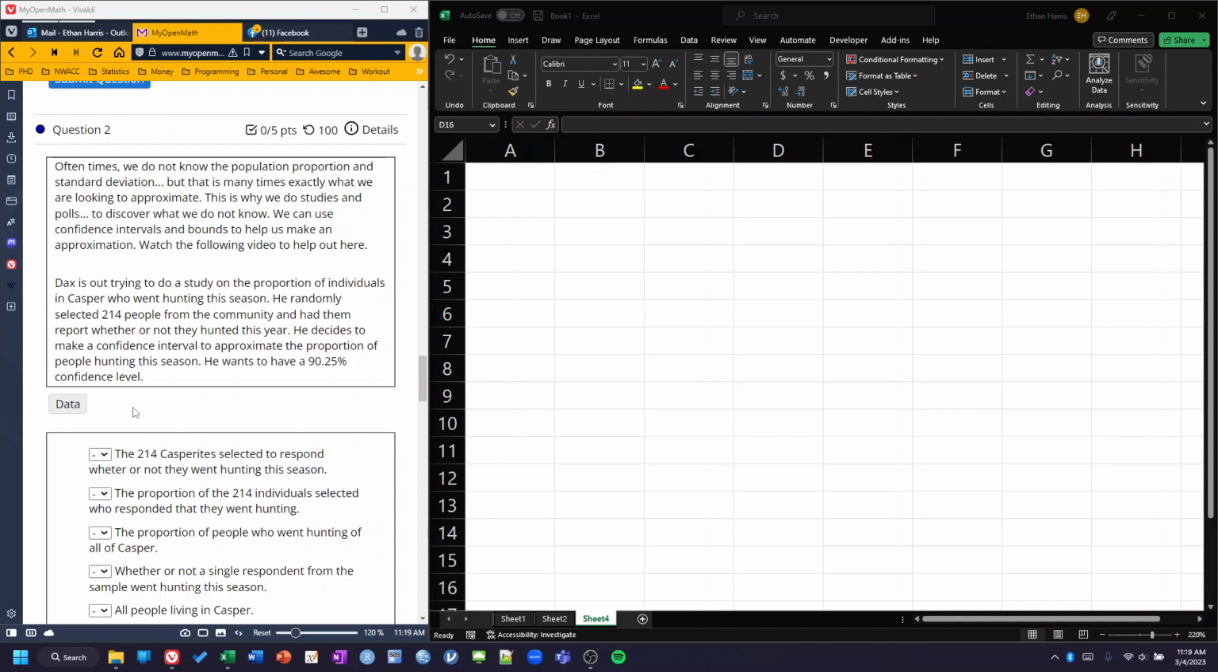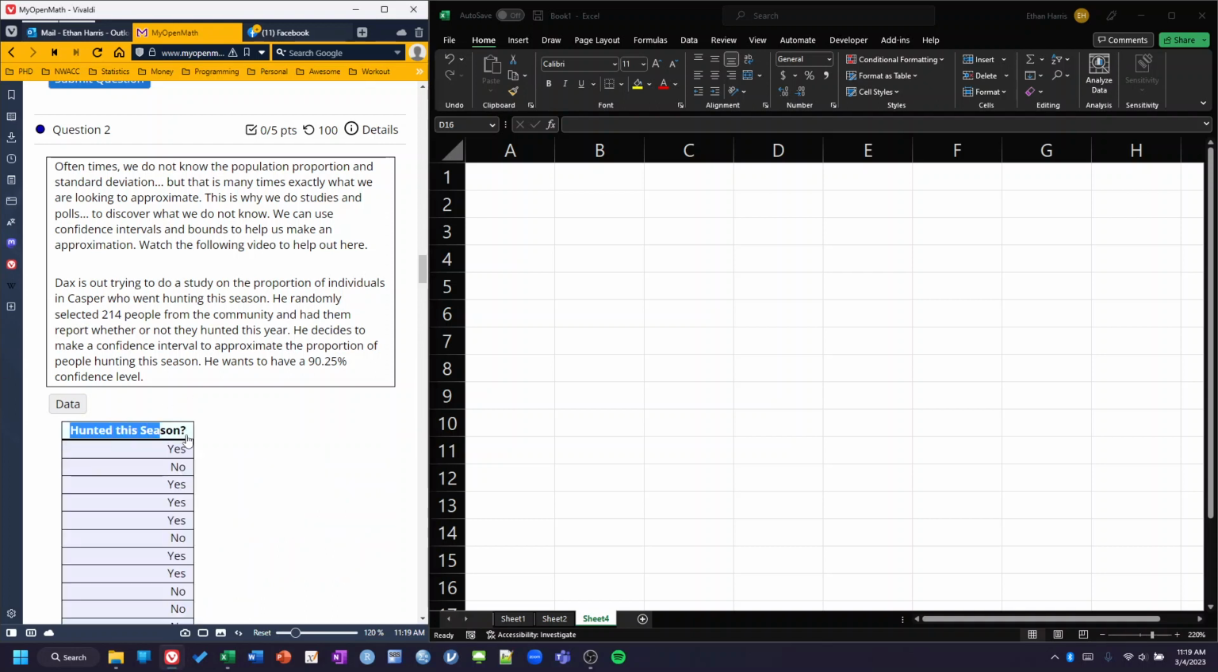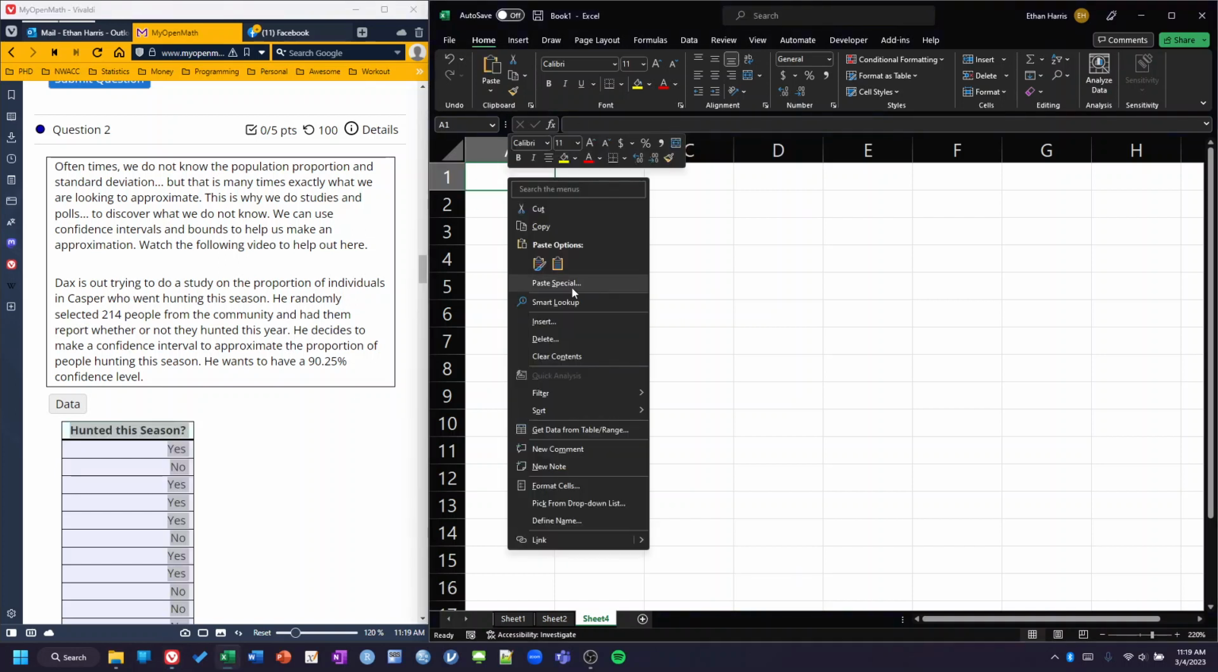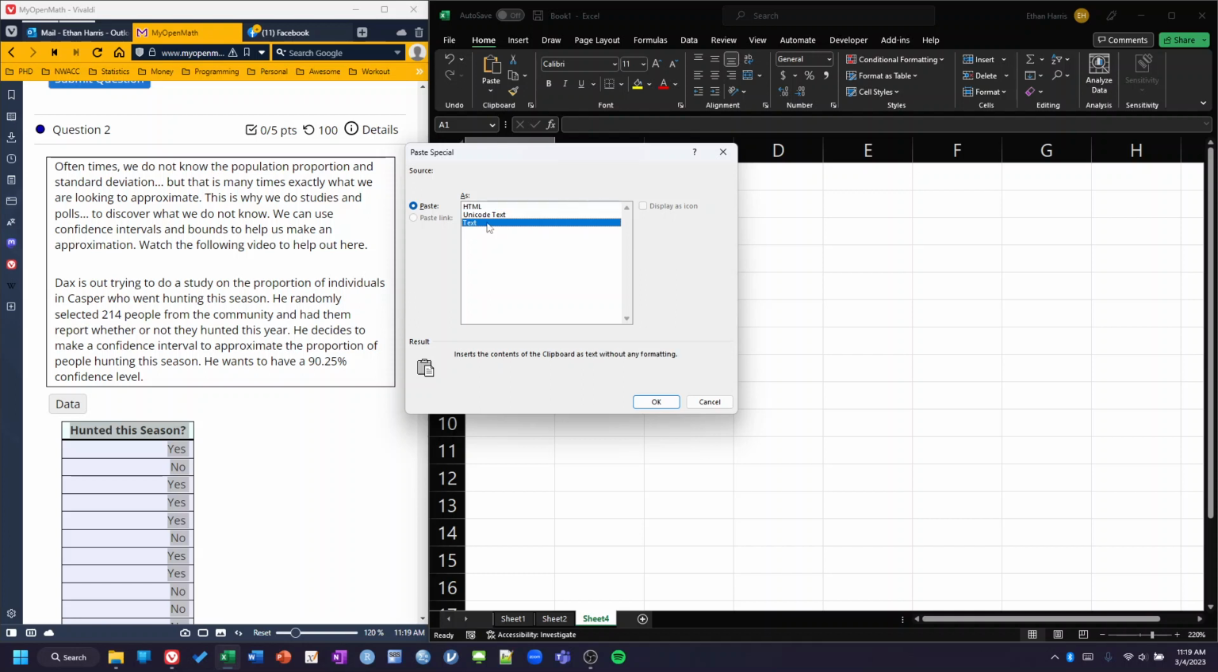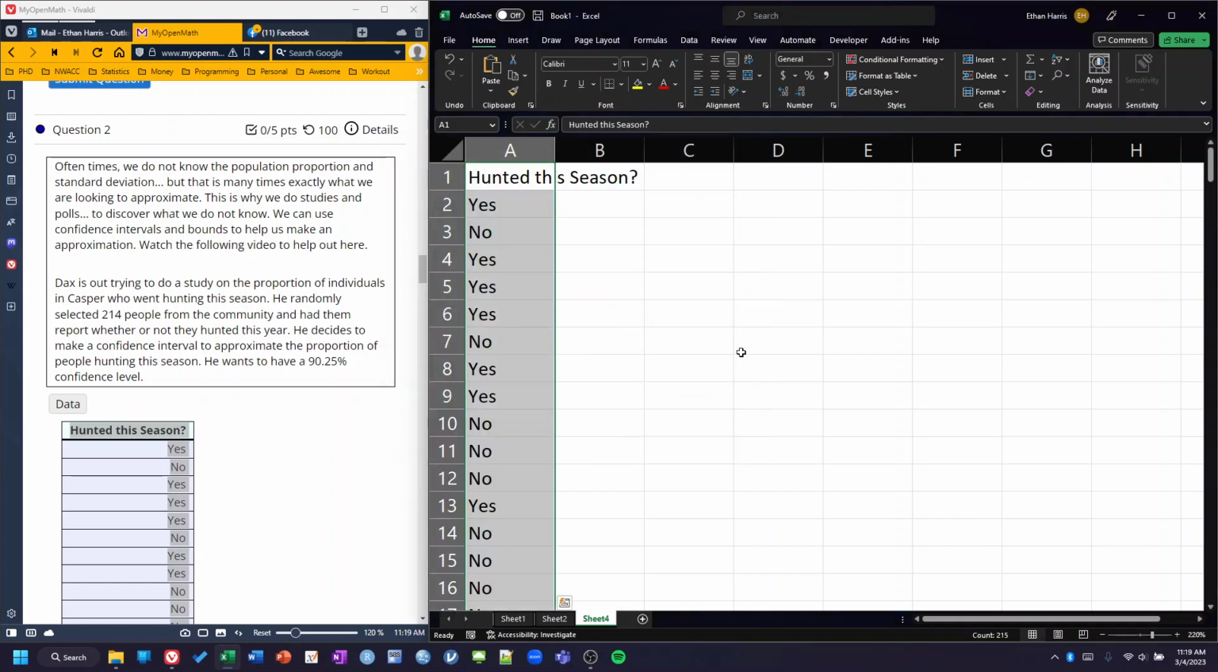Okay, first things first, let's bring our data over. So let's just go ahead and click on data. We're going to copy it and paste it, especially using the text option, and click OK. All right, so now we have all of this where it says hunted this season, and all the answers are just simply yes and no.